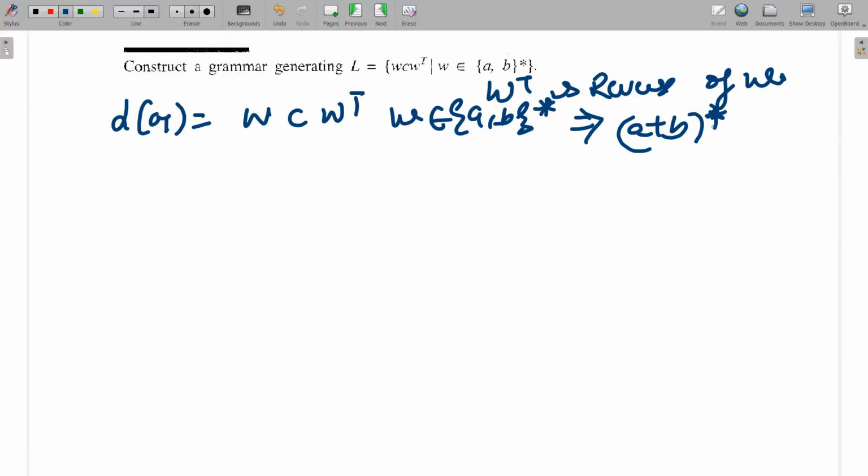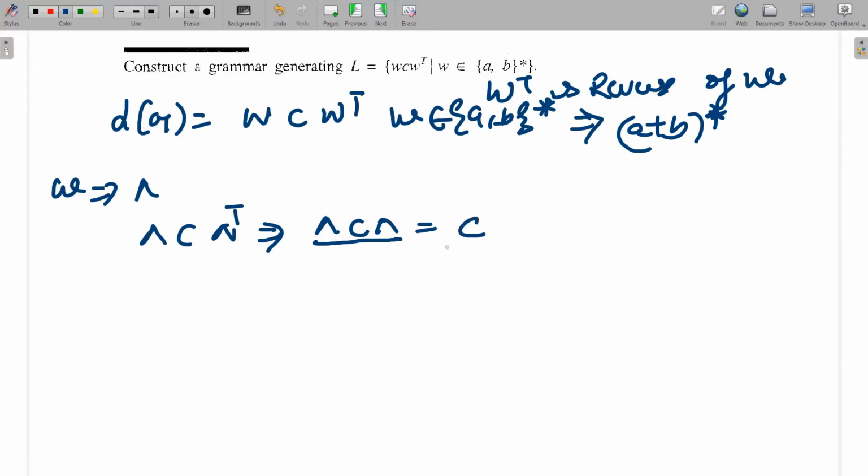So how will you generate strings? It's very simple. You can start with the minimum possible values. If W belongs to {A, B} star, the minimum possible value of W can be null. If you put null C, what is null reverse? It is again null, giving null C null. Anything concatenated with null is itself, so the minimum possible string you have got is C. Just put A over here, because W can contain a single A also: A C, and the reverse of A is A only. You put B over here, you will get BCB.